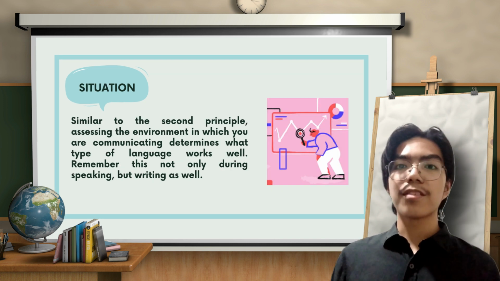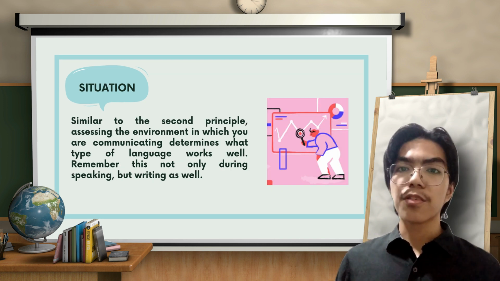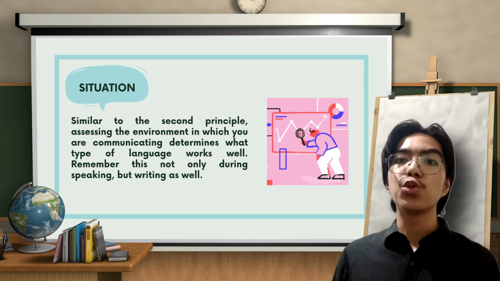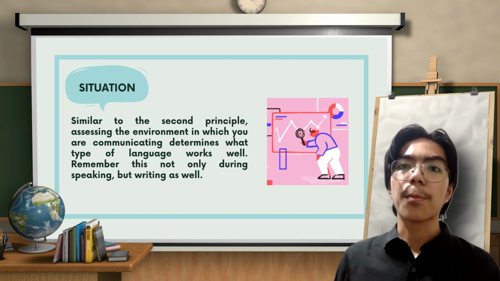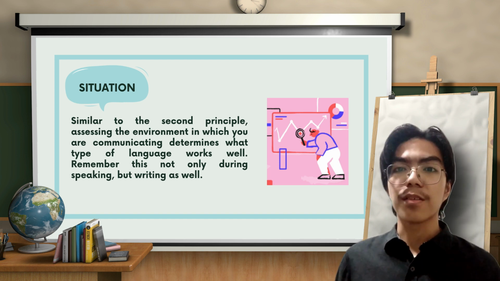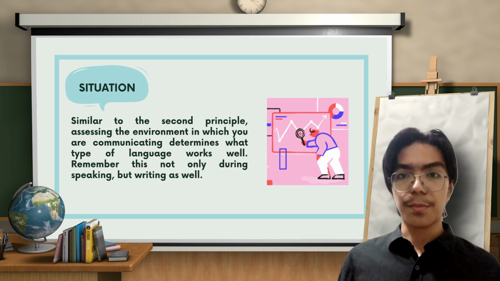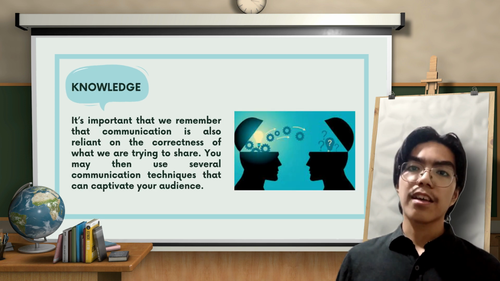The third principle is situation. Similar to the second principle, assessing the environment in which you are communicating determines what type of language works well. This is where we become sensitive to topics that may be too triggering or offensive to some or several groups of people. Knowledge will be the next principle.